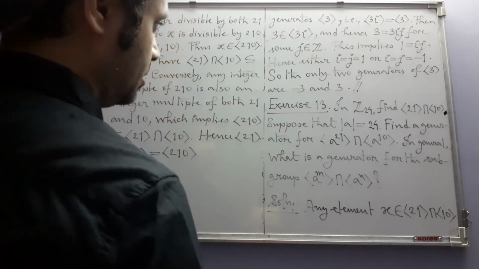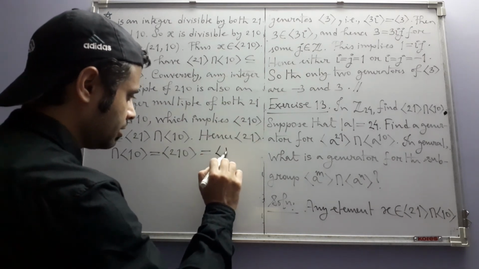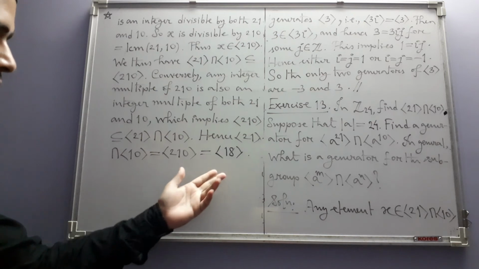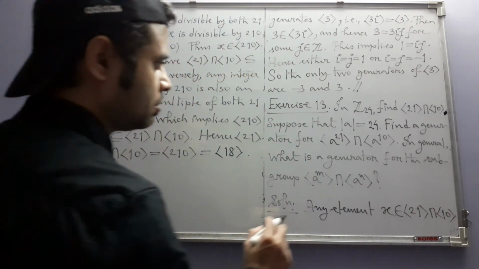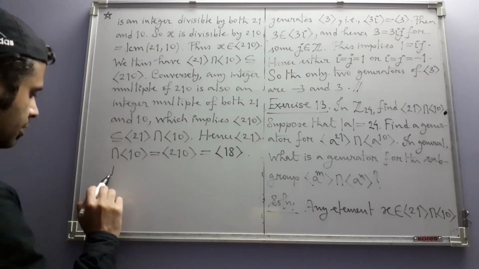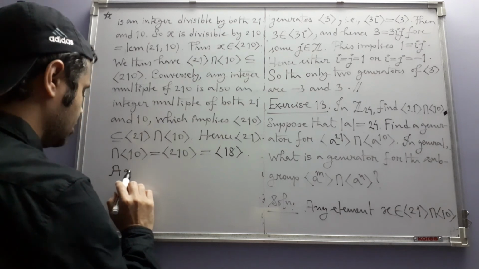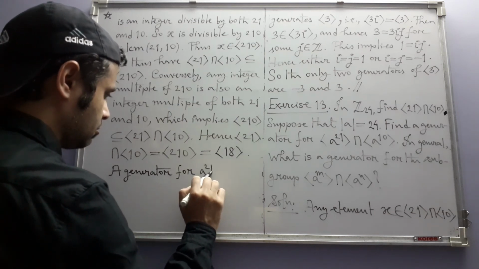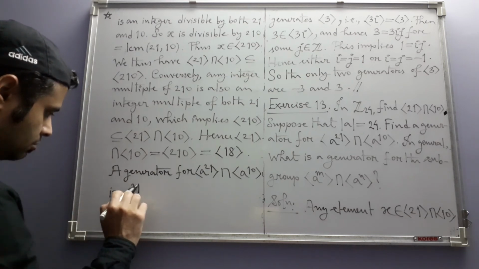And we are in Z24, so we can reduce it modulo 24. If you do that, you will get 18. In other words, if you divide 210 by 24, the remainder is 18. So this cyclic subgroup should be the same. Here also, since we have been asked to find just a generator and not some special type of generator, we just take the simplest one. A generator for this is this.